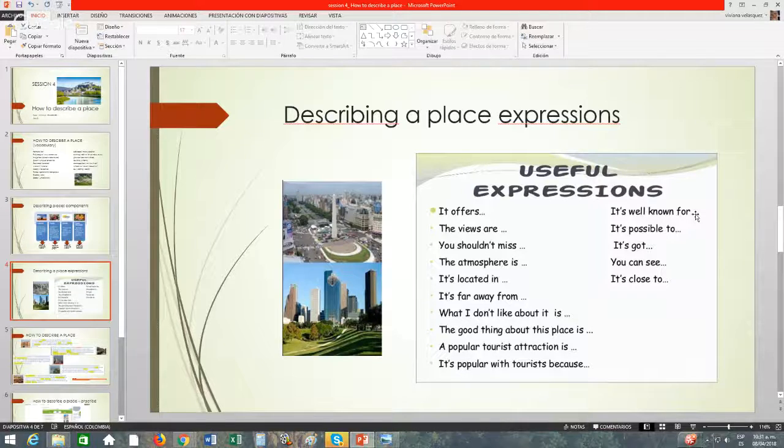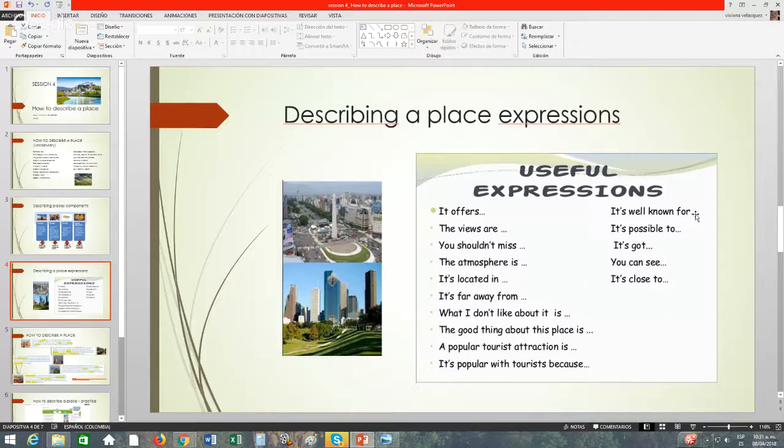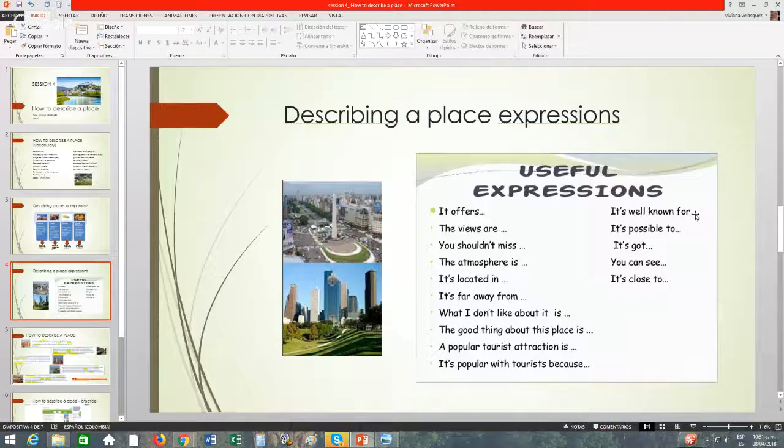Another one, it's well known for. Do you remember that expression in Spanish? No, teacher. Bien. Well known in Spanish is... How? It will be es reconocido o es bien conocido. That would be the literal translation, but in Spanish we'd say es reconocido por. Yes. So it's well known for.